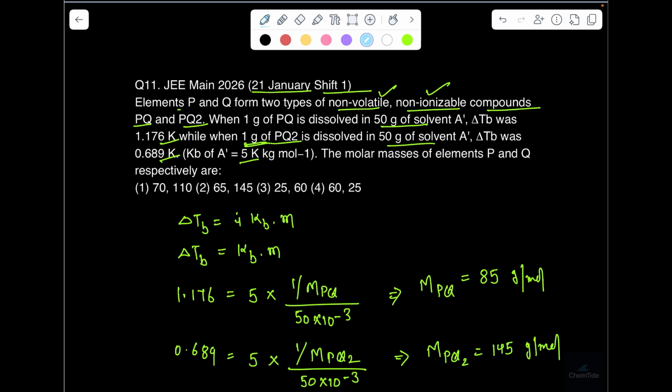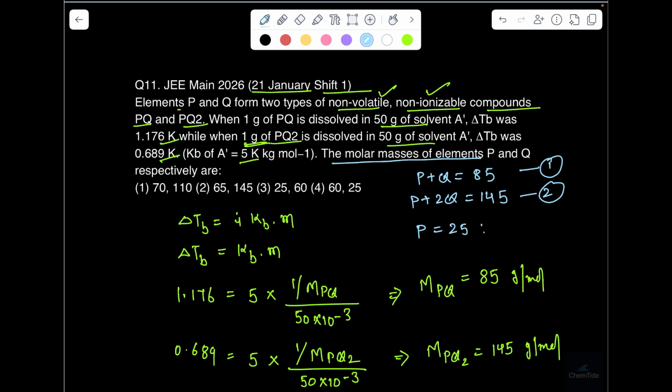Now we have to identify the molar mass of P and Q. Separately, the molar mass of P plus Q has come, 85, and the molar mass of P plus 2Q has come, that is 145. You can solve equation 1 and equation 2 mathematically. So P's value comes 25 and the Q value is coming 60. So 25 and 60, that third option should be the right answer.